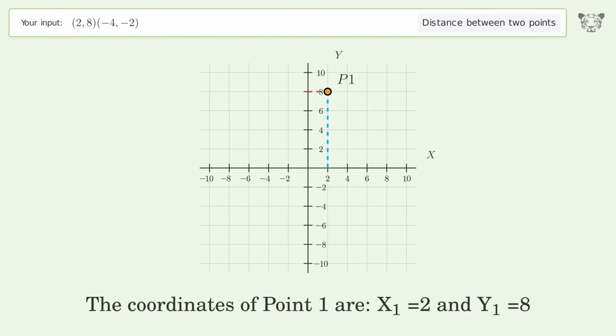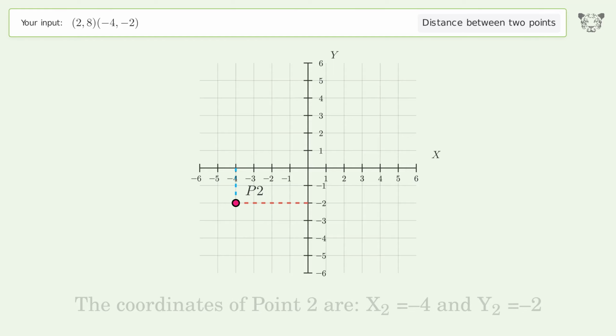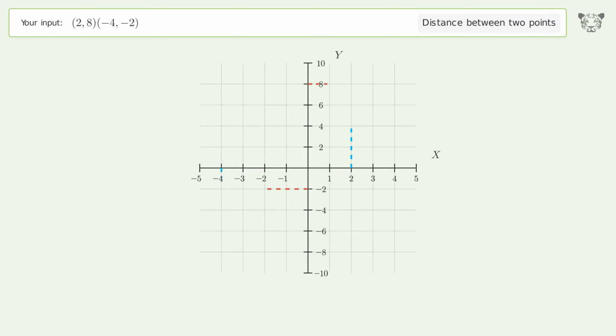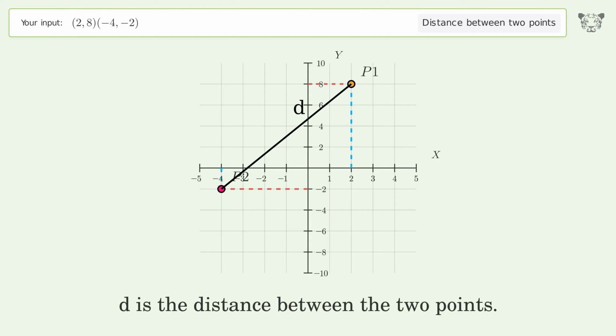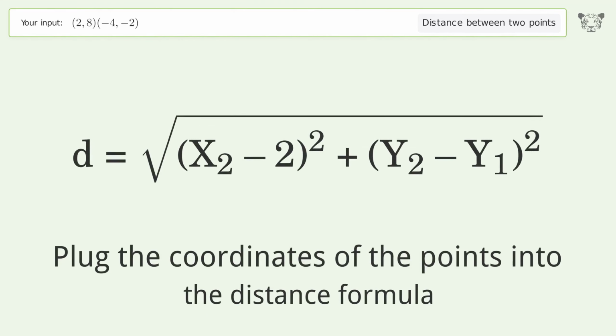The coordinates of point 1 are, x1 equals 2 and y1 equals 8. The coordinates of point 2 are, x2 equals -4 and y2 equals -2. D is the distance between the 2 points. Plug the coordinates of the points into the distance formula.